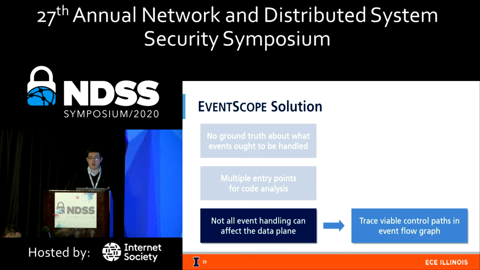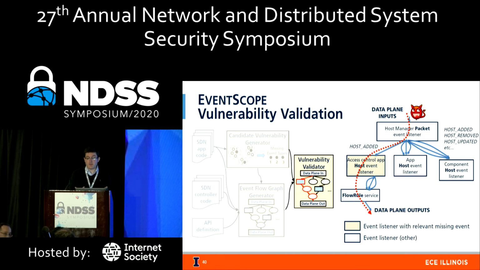So now we found that not all of the event handlers that we have here may be exploitable. So this is reasonable, given where the execution may occur in the operational lifecycle. So to account for this, we use the event flow graph to find viable traces. To do this, we simply identify where the missing event type is not handled and perform path connectivity queries from the data plane inputs through the relevant event listener and to data plane outputs.